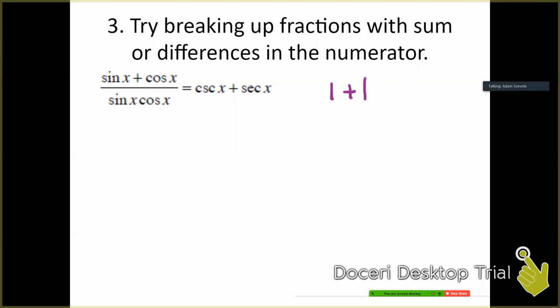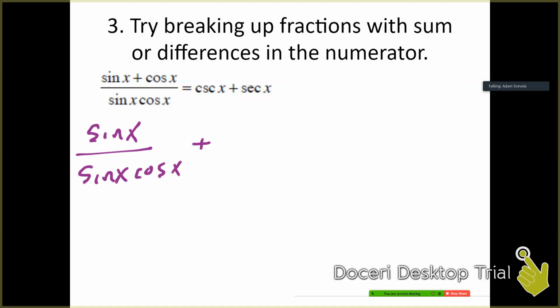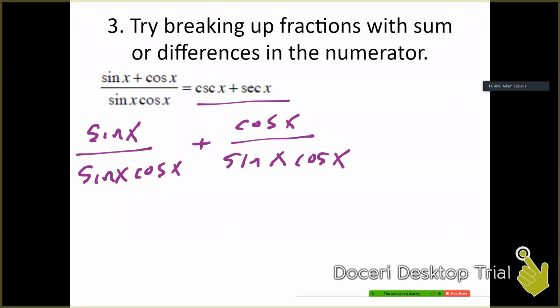You don't have to do that, but if you notice, the right side has 2 terms. Terms are things being added. The left side has 1 term. So by breaking up the left side into 2 fractions, we're making it look more like the right side. So break this up as the sine of x over the sine of x times the cosine of x, plus the cosine of x over the sine of x times the cosine of x. I'm not even going to rewrite this because I'm trying to get that to look like that. Now, does anyone see what we could do next?